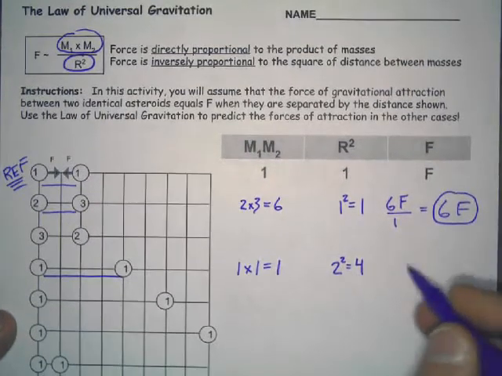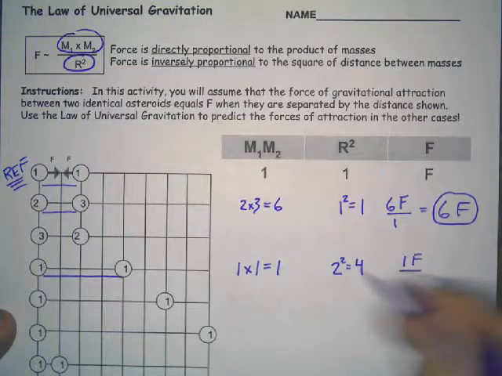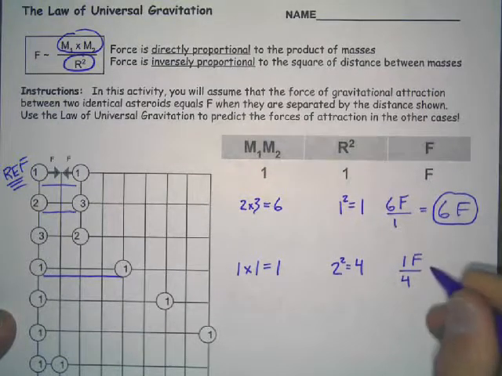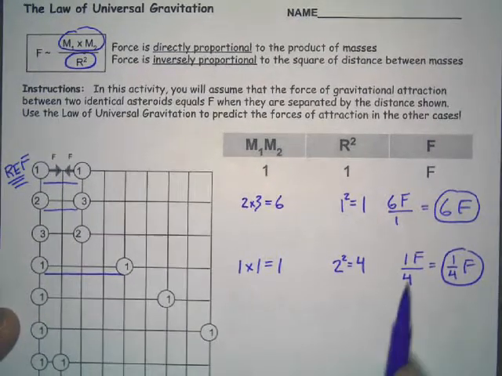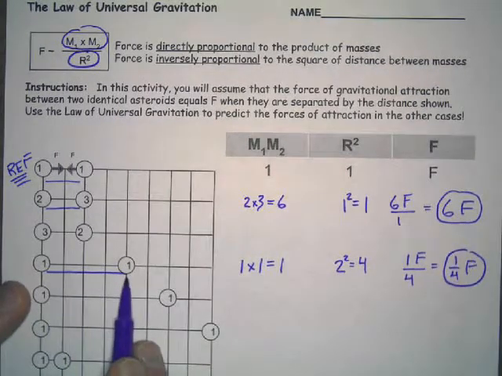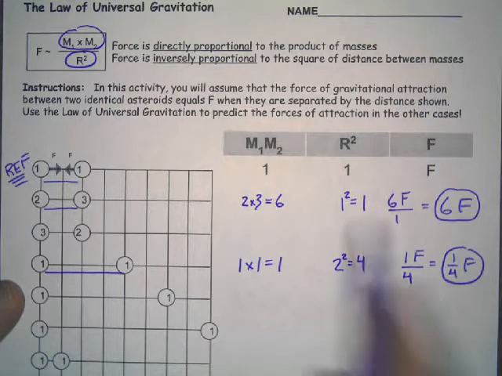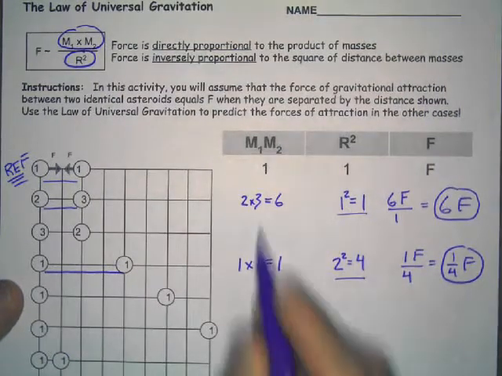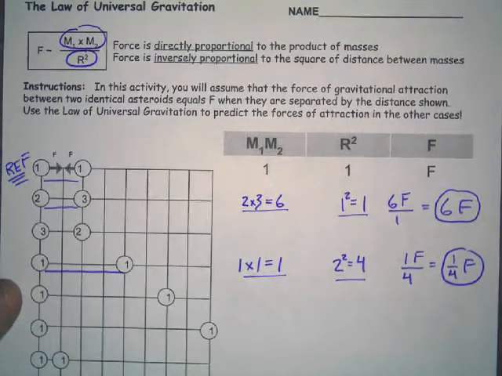And so my force in this case, the force of attraction between these masses, is going to be 1 F divided by the distance squared, 4. And that, of course, is just equal to 1/4 F. So if you think about it, when you move the masses farther apart, the force gets weaker. That's a very common sense idea, right? The further apart they are, the weaker it gets. And by doubling the distance, you're actually making the force 1/4 as much. And we're figuring that out by keeping track of these factors: mass, distance squared, and we put them together in the last column.